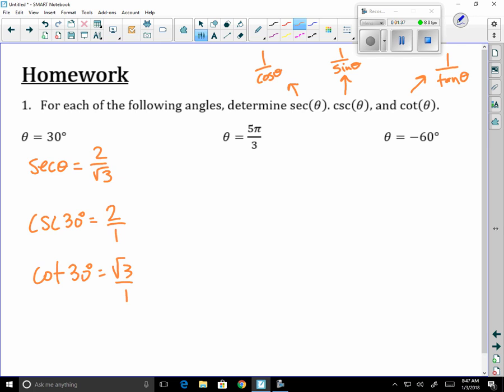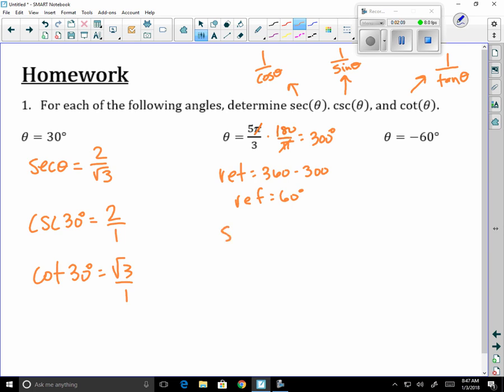So 5 pi over 3, that's radians, so multiply by 180 over pi. The pi's cancel. I can simplify there. So I have 300, quadrant 4. So I have to find a reference angle. So the reference angle is 60. If the reference angle is 60, I know the secant, cosecant, and cotangent of 60. I just have to watch my signs.